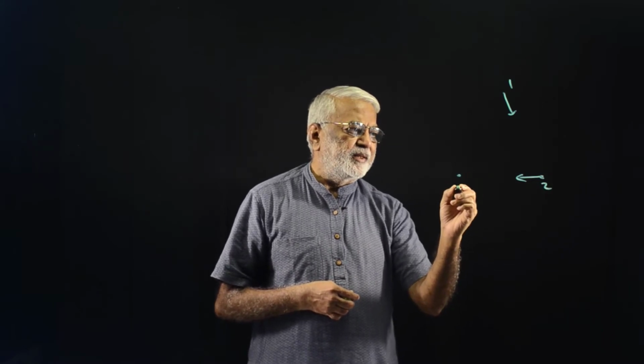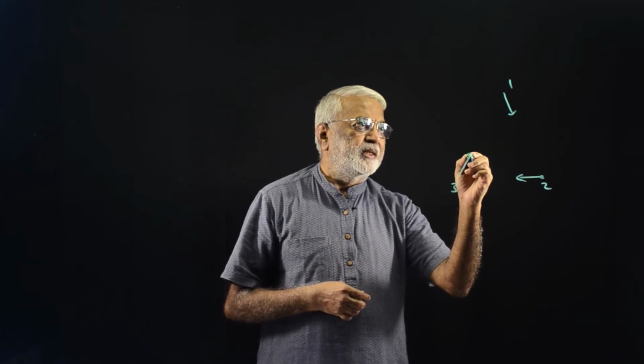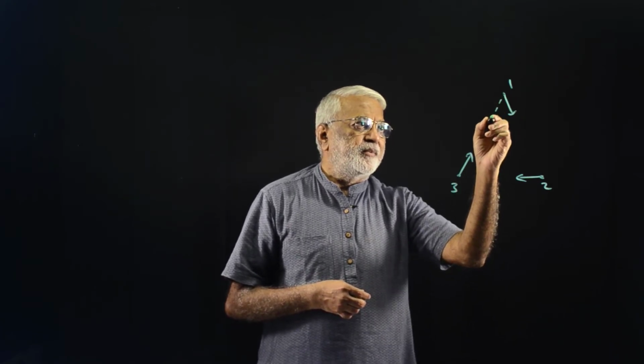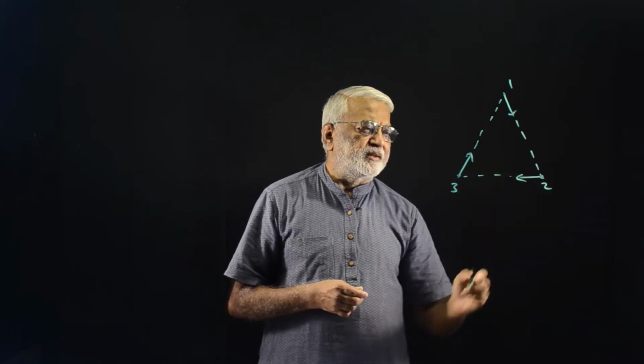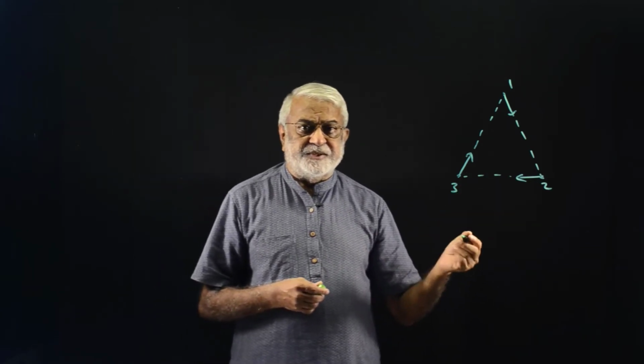Three particles are at the corners of an equilateral triangle, and the velocities of the particles are directed as shown. Say velocity of 1 is directed at the position of 2, velocity of 2 is directed at the position of 3, and velocity of 3 is directed at the position of 1. At the initial moment, the lines joining their positions form an equilateral triangle. They all have equal speeds.